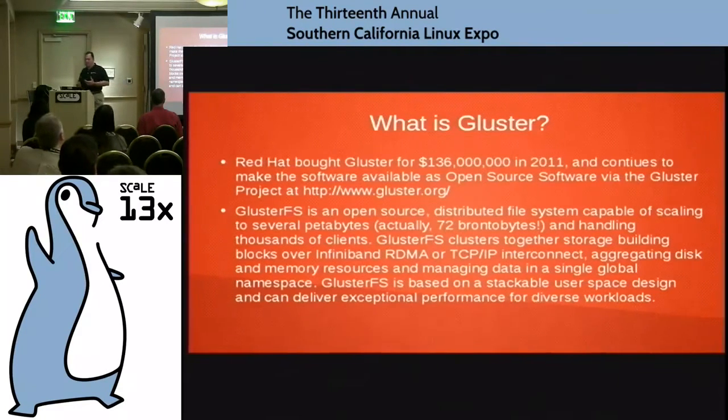So what is the Gluster technology? GlusterFS is an open source distributed file system capable of scaling to several petabytes. Actually, the theoretical limit for Gluster is 72 brontobytes. Does anyone know, can you get from gigabytes to brontobytes? Does anyone know that progression?